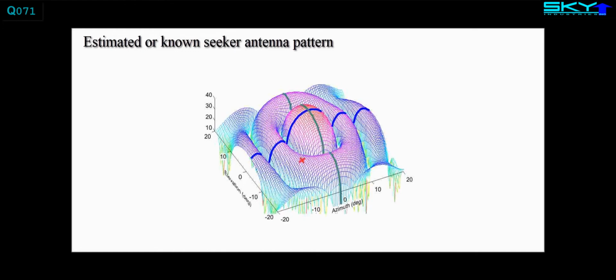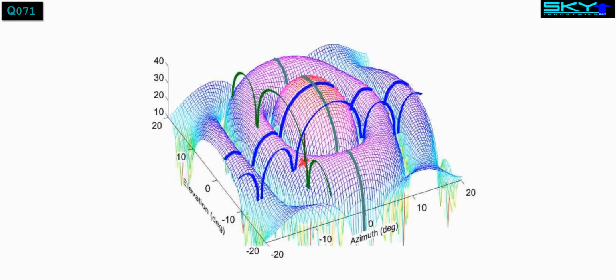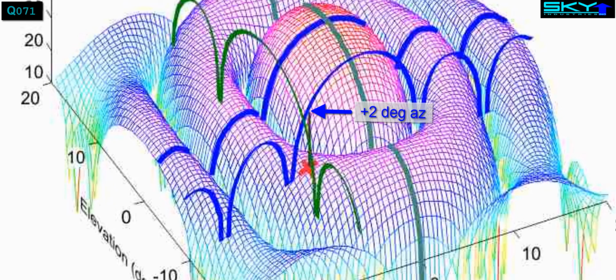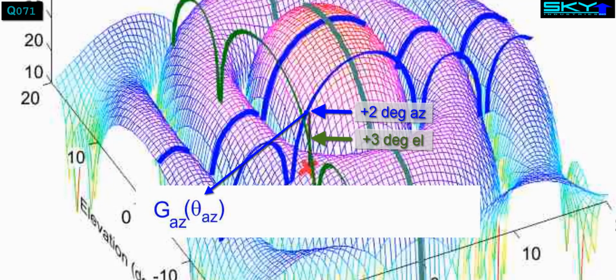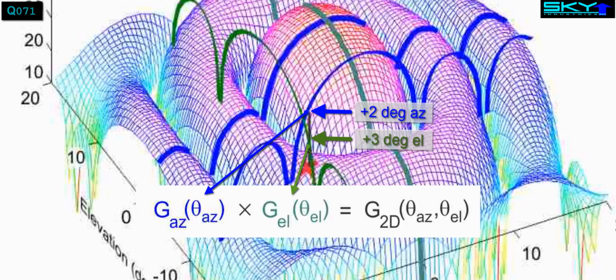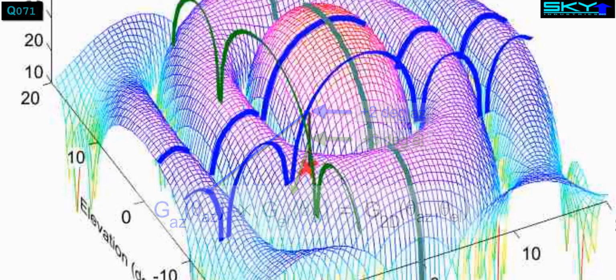An easy way to sidestep the math, though, is just to multiply the azimuth and elevation patterns. For example, the antenna gain at 2 degrees azimuth and 3 degrees elevation is simply the gain of the azimuth cut at plus 2 degrees azimuth, multiplied by the gain of the elevation pattern at plus 3 degrees elevation. Just add the azimuth and elevation dB gains at those respective angles, and you're done.